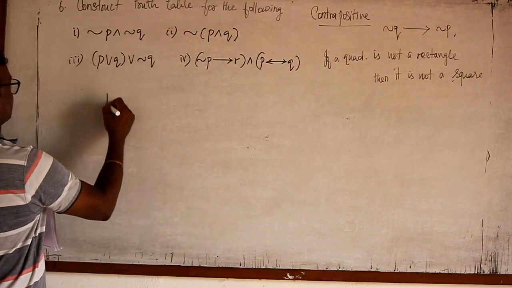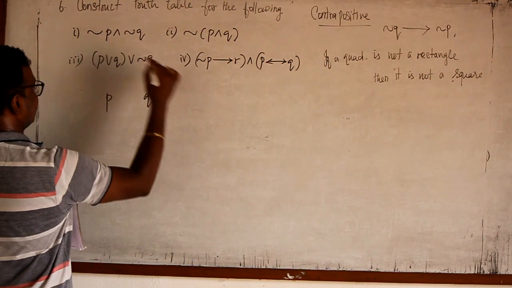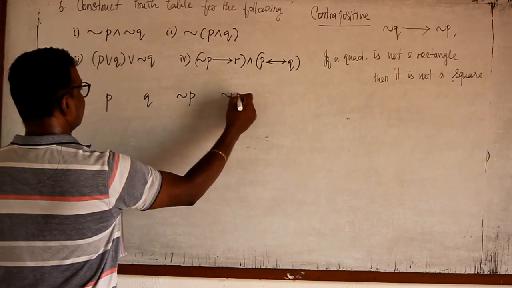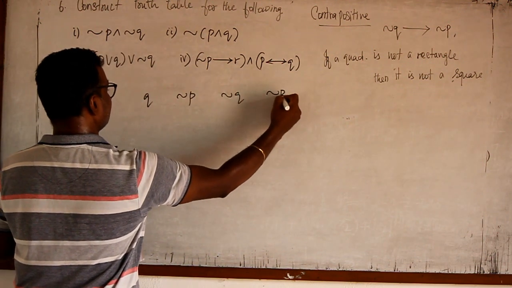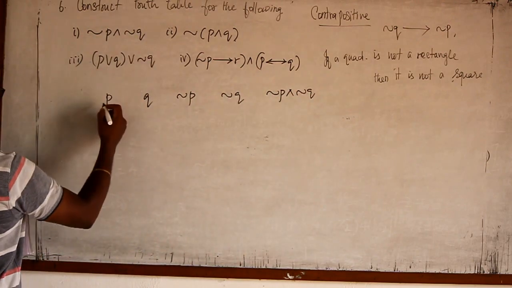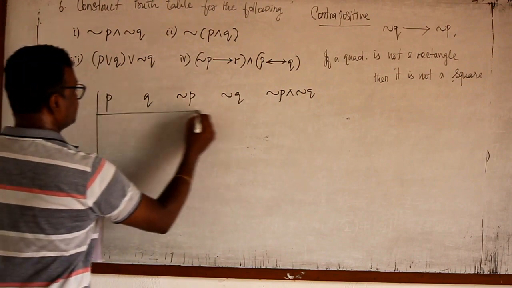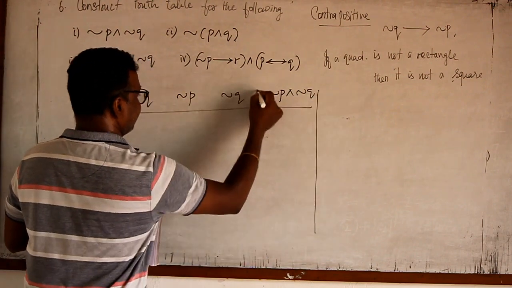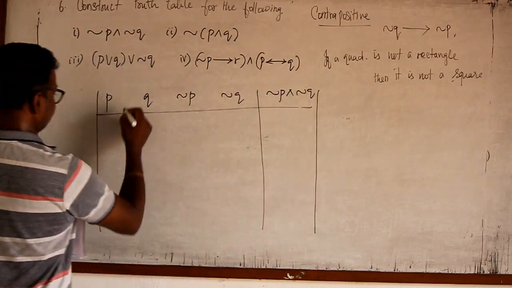Now, P, Q, what are the things I need? Negation of P, negation of Q, then negation of P and negation of Q. These are the things I need. So, let me put a table. The final column gives me the answer.